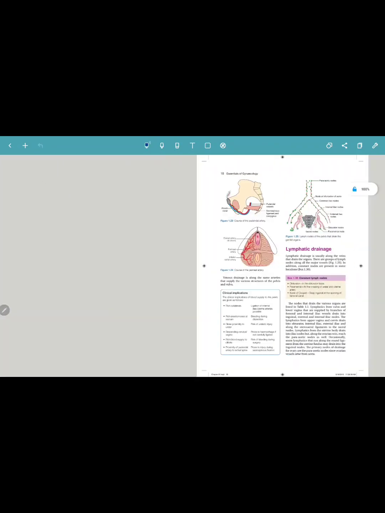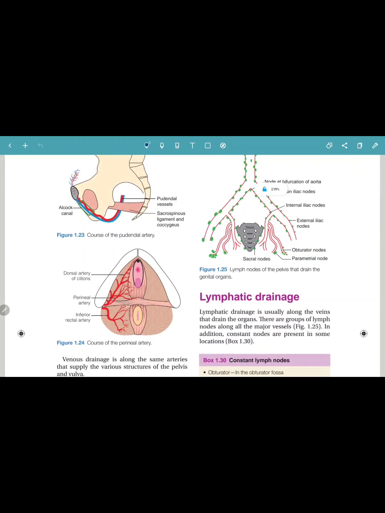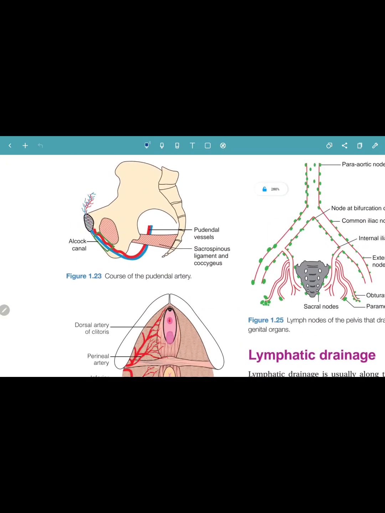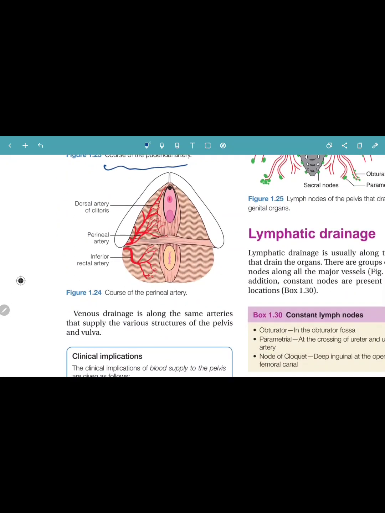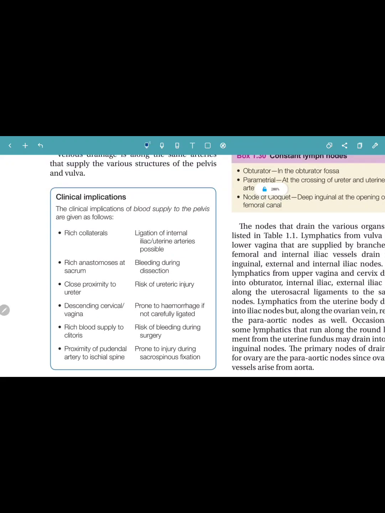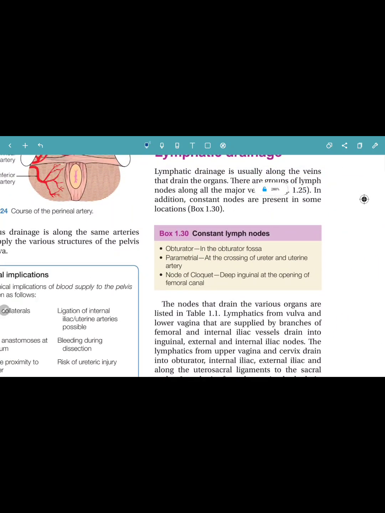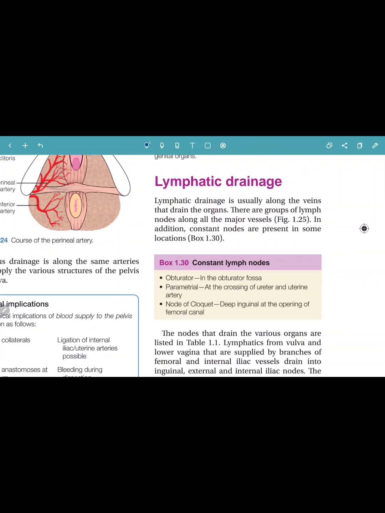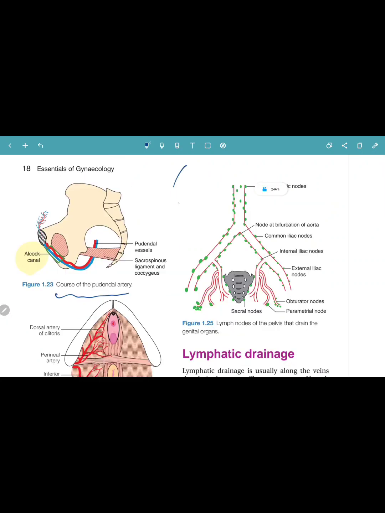So the next important one is your Alcock canal, the course of the pudendal artery. Remember this canal, the Alcock canal, where the pudendal vessels run. This figure is a very important short note.